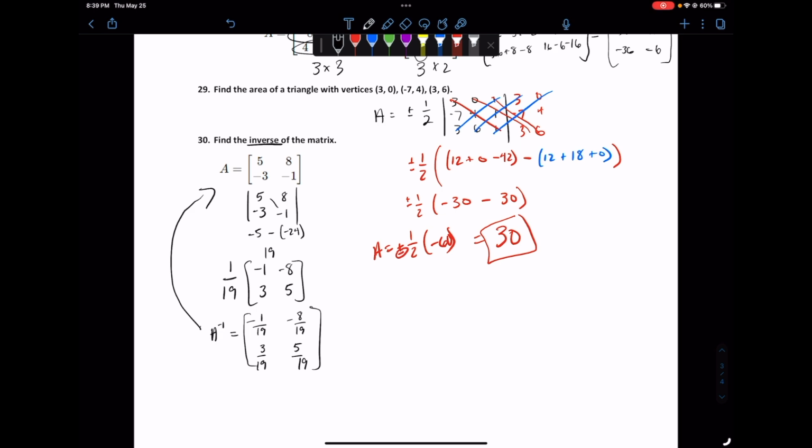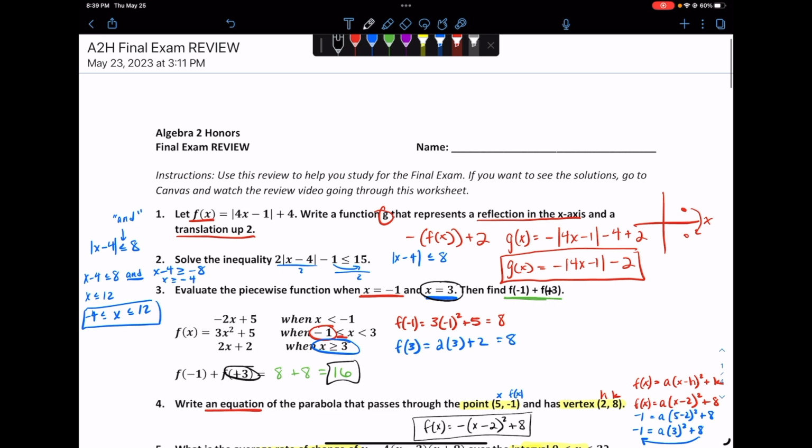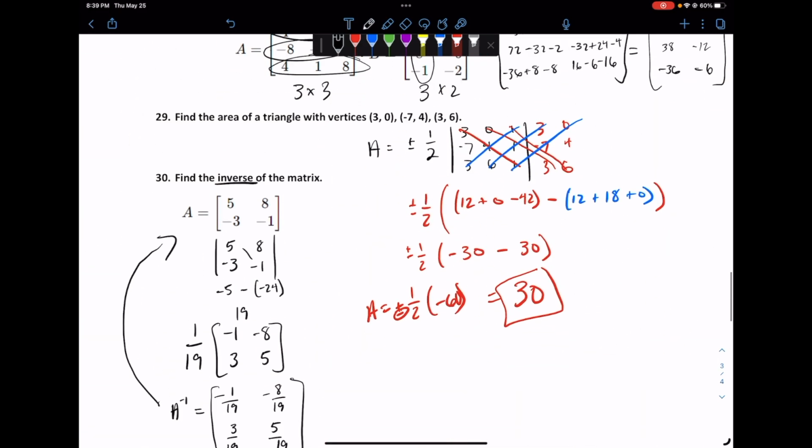So there you have it. There's your Algebra 2 final exam review. Covers pretty much everything. Again, if you need to look back at something, just feel free to go back into the question that you have.